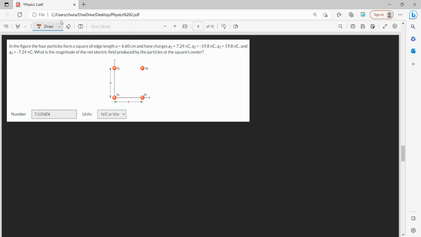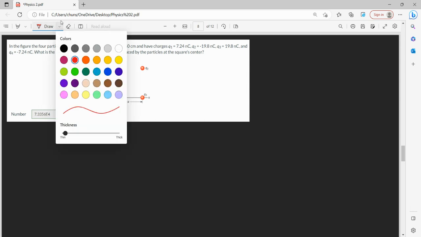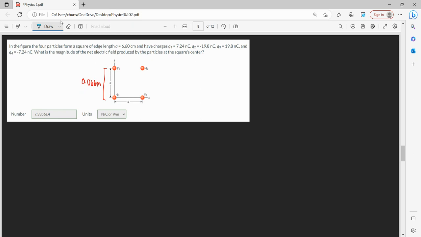And I'm going to color code these. So what do we know about it? We know that our side length is equal on all sides, and that's 0.066 meters. We also know that we have 4 different charges.